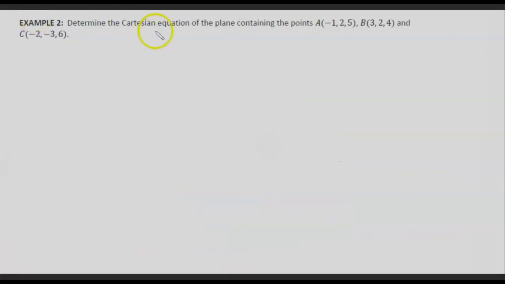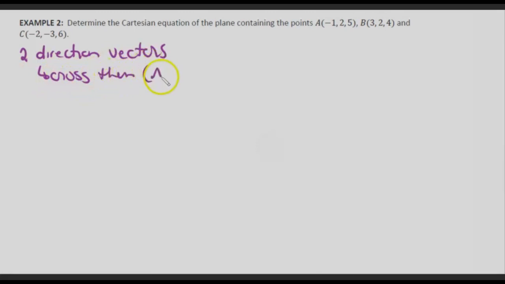Example 2, determine the Cartesian equation of the plane containing these 3 points, A, B, and C. We have 3 points. We know that we need to have 2 direction vectors, because what we need to do to those direction vectors is cross them to find the ABC, like the normal. So let's do that first. We're going to find AB as a direction vector. So let's go 3 minus negative 1.